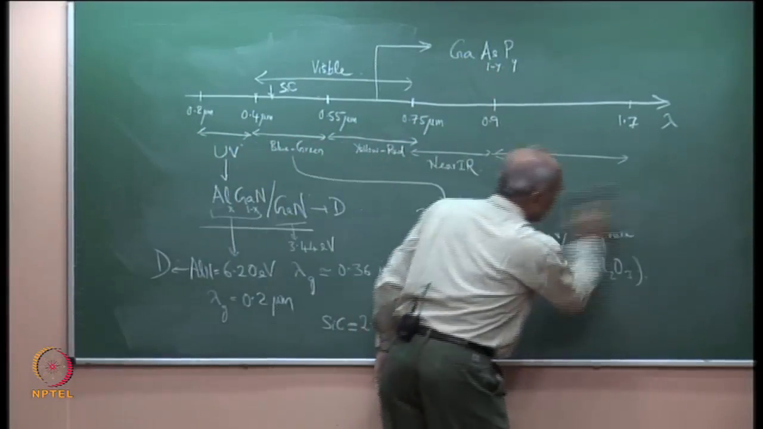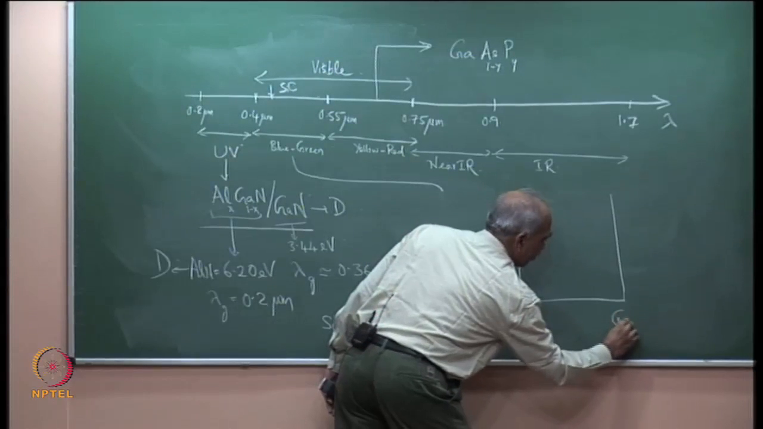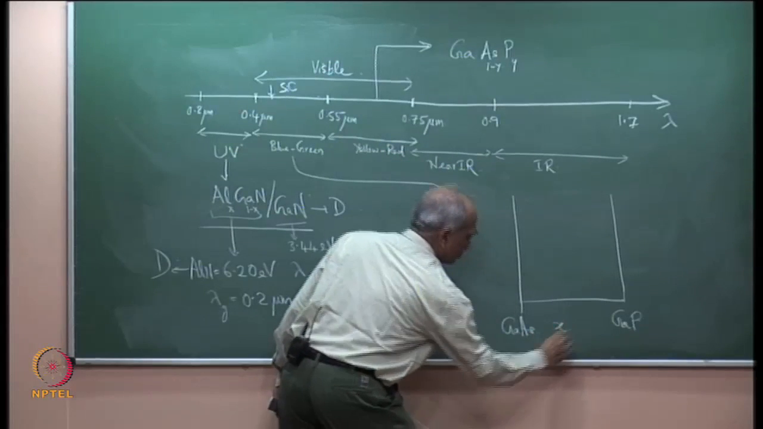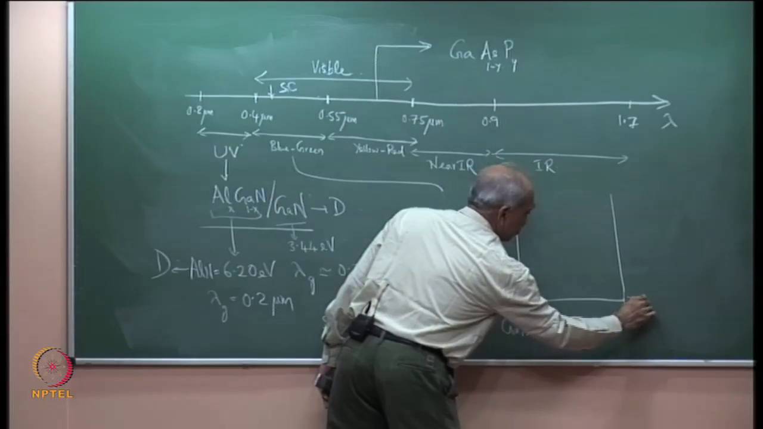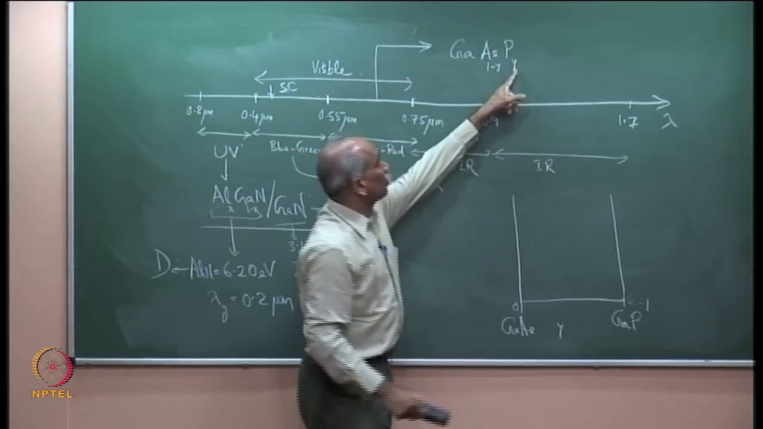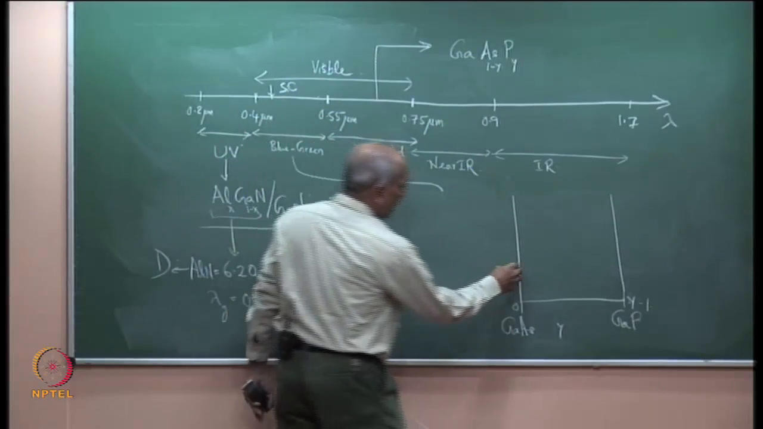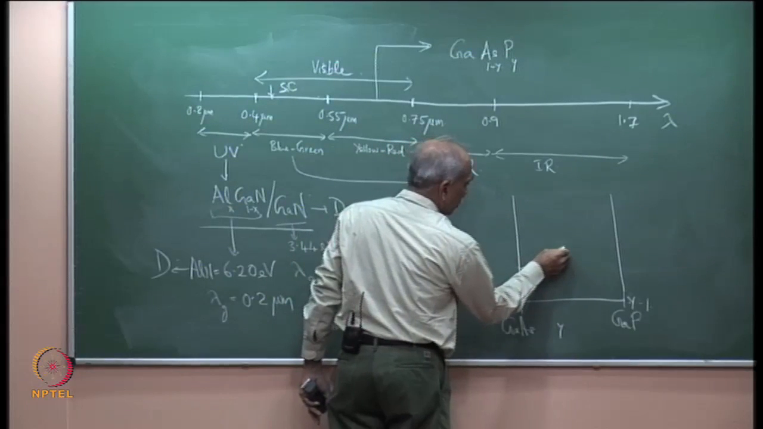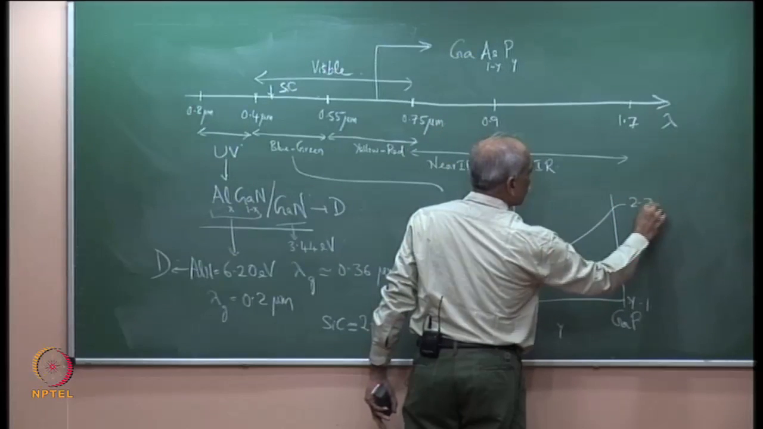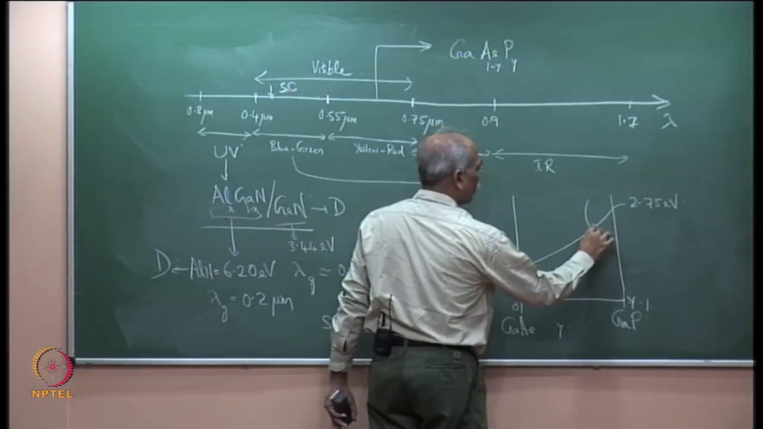But if you recall this diagram which we had, gallium arsenide, gallium phosphide with X composition, X equal to 0, X equal to 1. If you put y equal to 1, we have gallium phosphide at this end. Y equal to 0 is gallium arsenide. The band gap of gallium arsenide is 1.42 eV, and this is 2.75 eV. This is the direct band gap of this material.